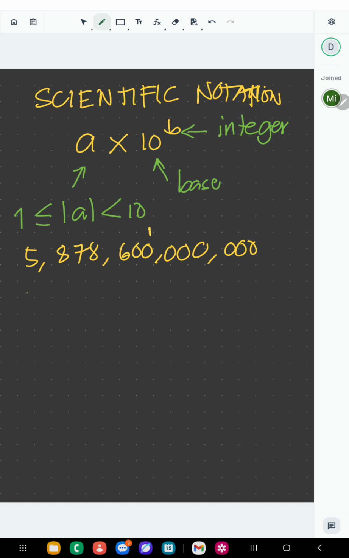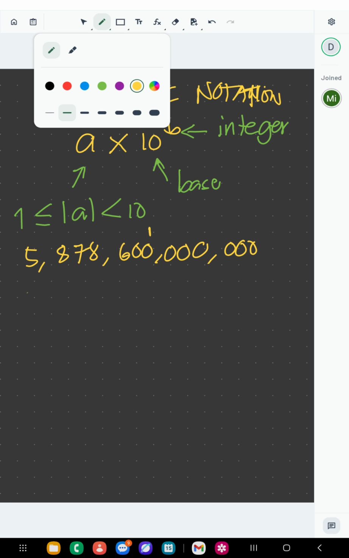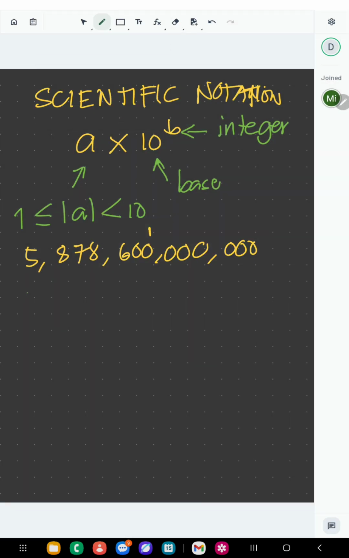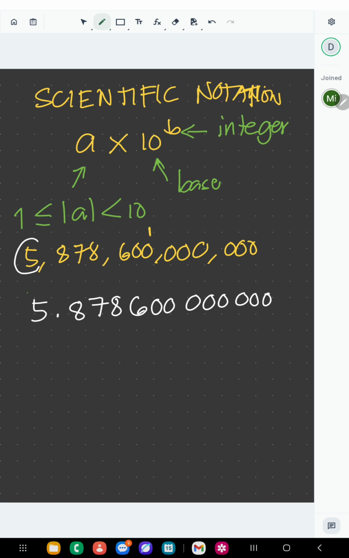Okay. So the first thing we do is, we're given that number. We change this number to a decimal between 1 and 10. So we have the last number 5, right? So we can change that to 5.8786 followed by zeros, because the decimal was moved to the left.